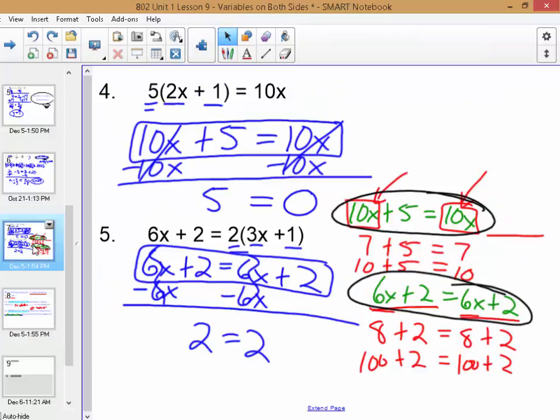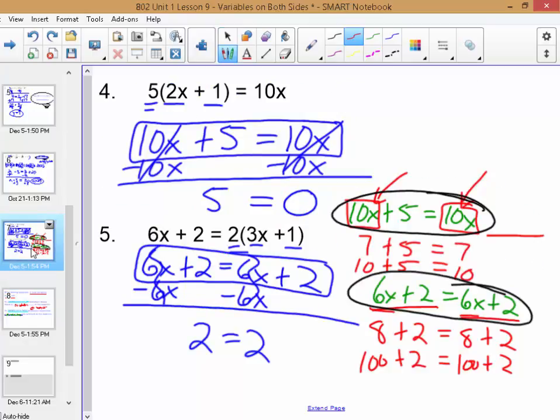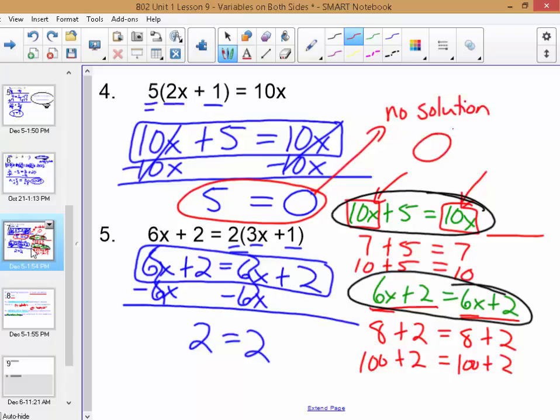If I was solving equation number 4 back here in the notes, we see that an obviously false statement means no solution or empty set. So number 4, when I get to 5 equals 0, that's where I'm going to put my answer. I'm either going to write out the words no solution, or I can use this symbol that means empty set. That would be the answer for that one.